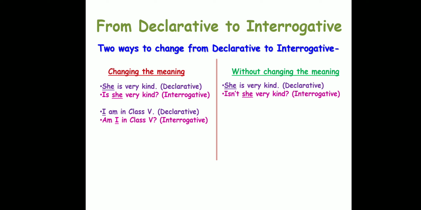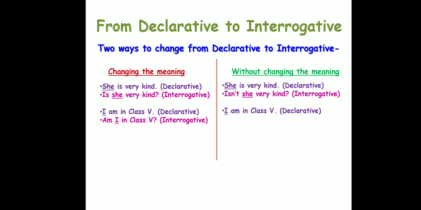Did you understand here? In the first example I gave you, I said she is very kind can become is she very kind. Here my answer can be yes, she is very kind, or can be no, she is not kind. So because the meaning may get changed, that is why if I don't want to change the meaning, I will say, isn't she very kind? Did you understand? When you add isn't, the answer is always positive. Okay. Again, we'll move on to the next one.